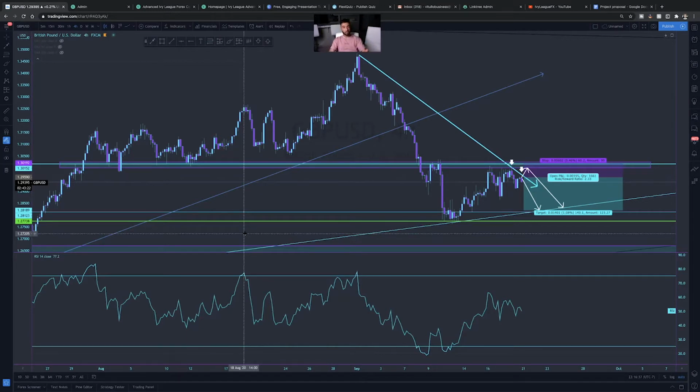So that's why we use it as extra confluence or extra confirmation, not as a main thing to trade off of. Now, you can use it to mainly trade off of, and you probably will win most of your trades, but having one confirmation is never the best way to go.